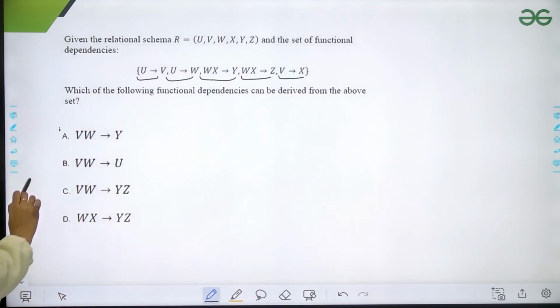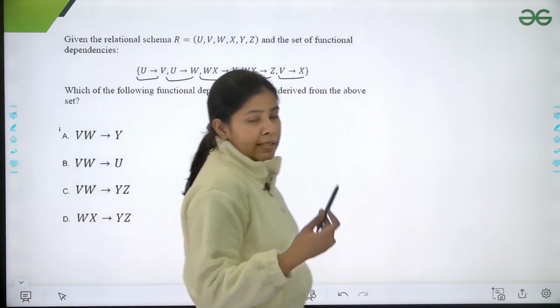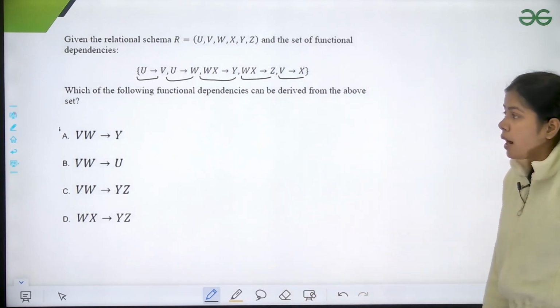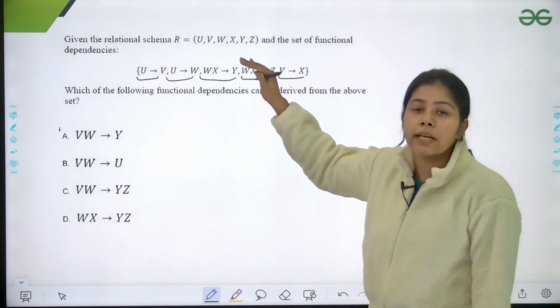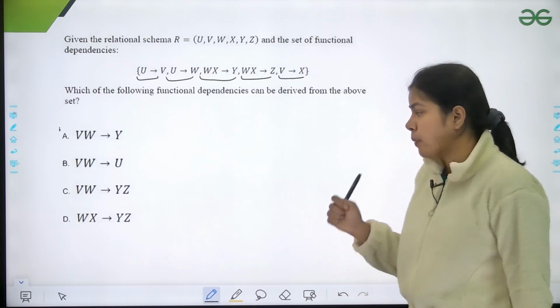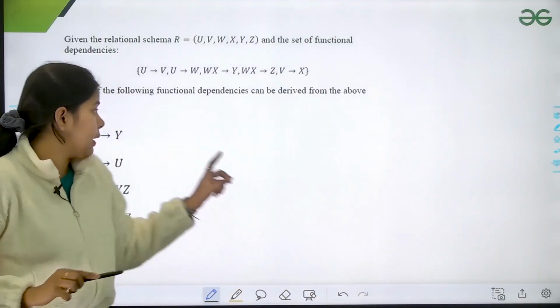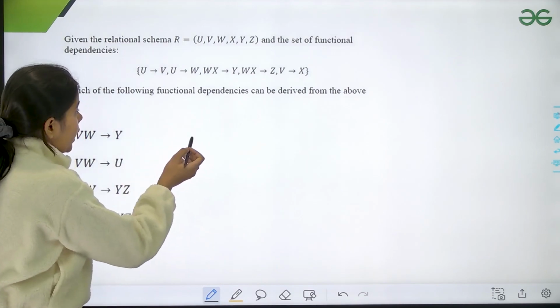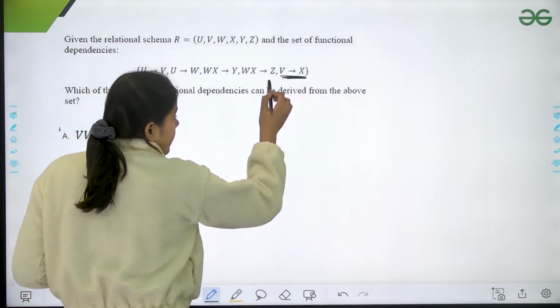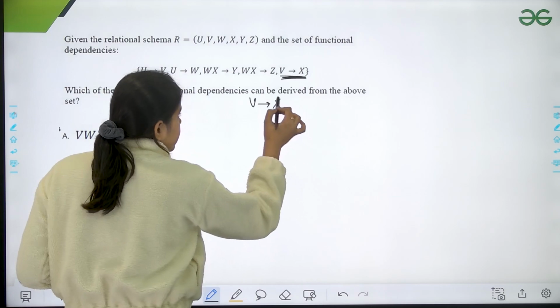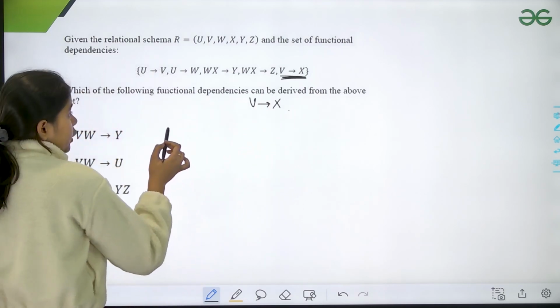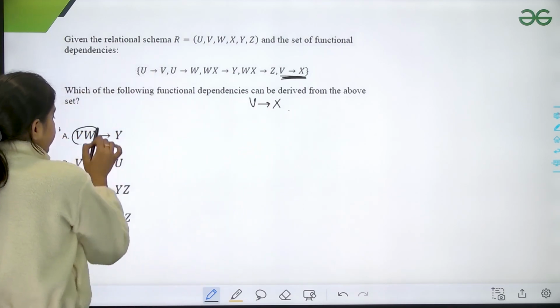Then I have to check which of the functional dependencies can be derived from the above set. From this set, how many functional dependencies can I derive? So first, let's see. They are saying VW to Y. Let's see where we have V. V to X. If I can write down V to X, then I can go from V to X, and they are saying VW.